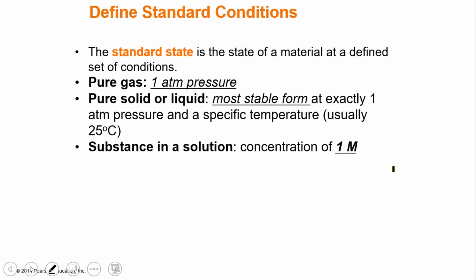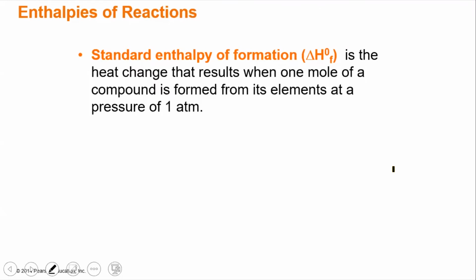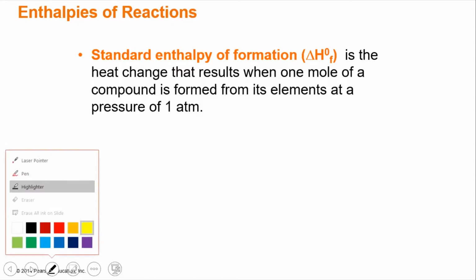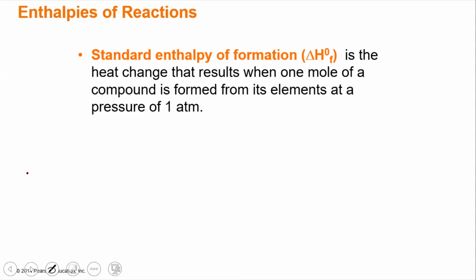Now, when we talk about the heat of the process, in other words the enthalpy change, delta H, we're going to define what is called a standard enthalpy of formation. Delta H, superscript 0, subscript F. The way we pronounce it is delta H naught, N-A-U-G-H-T, or the standard enthalpy of formation. This is defined as the heat change that results when 1 mole of a compound is formed from its elements at a pressure of 1 atmosphere.